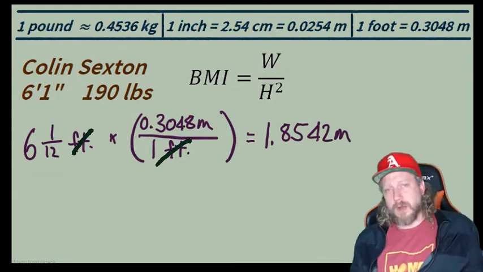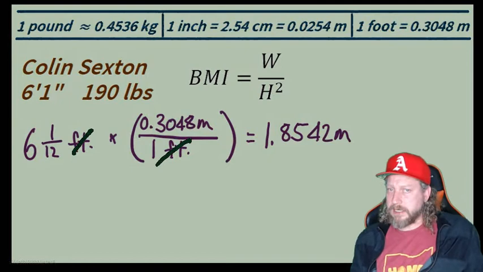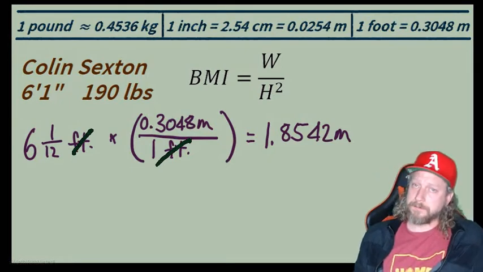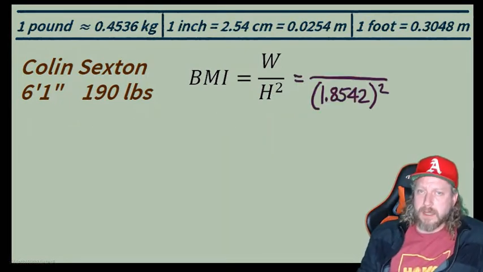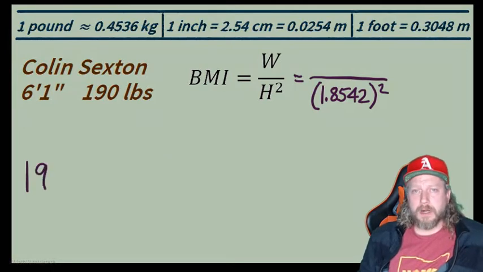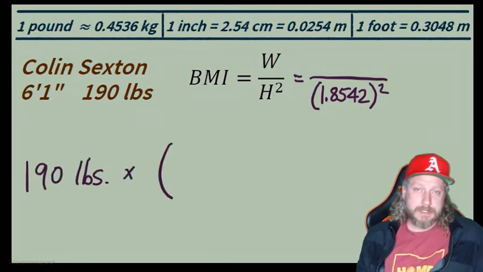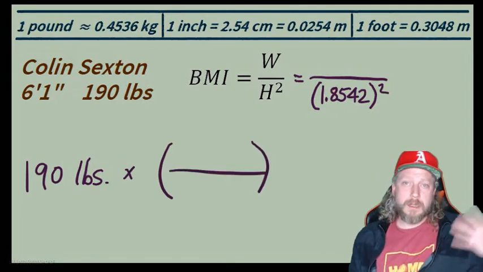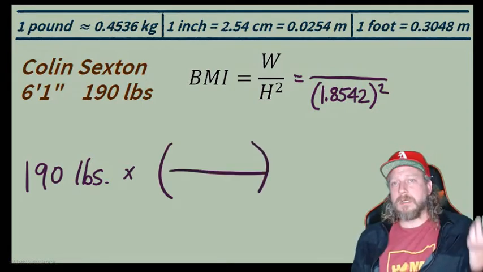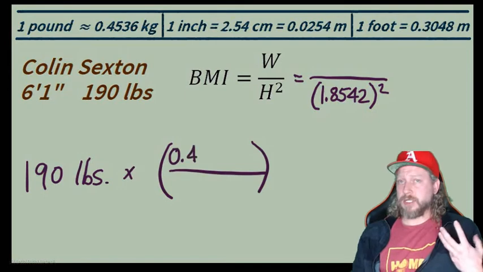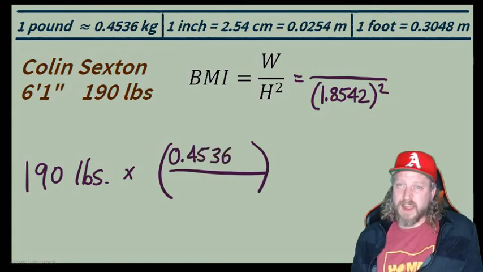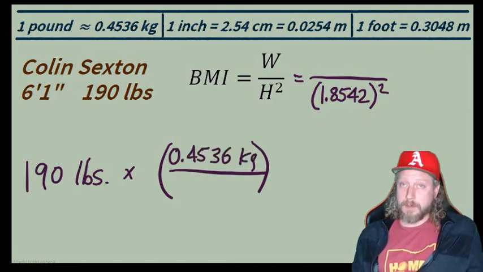Either of those options will always work. I think it's useful to understand that we have both at our disposal. So we've got our denominator, the height, that will be squared. We need to get our units for weight changed from pounds into kilograms. So I'm going with the same approach again, starting with 190 pounds, multiplying by this conversion factor, 0.4536 kilograms per 1 pound.